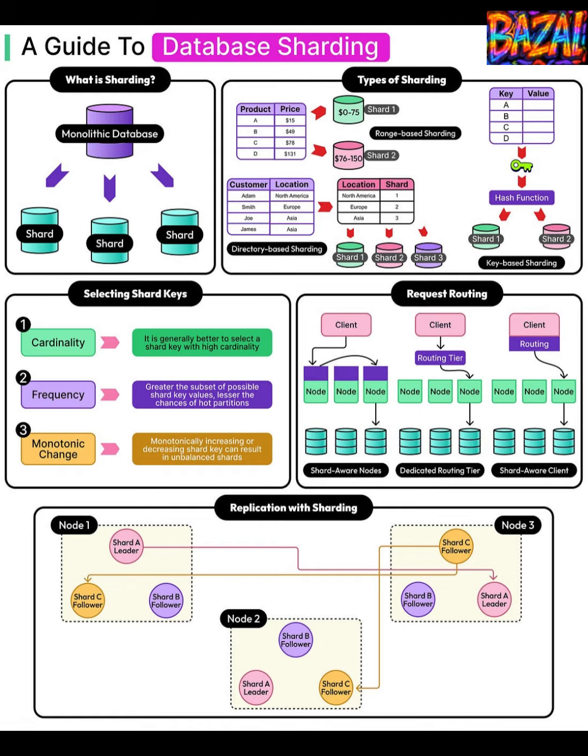Finally, sharding is almost always combined with replication. Each shard has a leader that handles writes and multiple followers that serve reads. Leaders are distributed across nodes, so no single machine becomes a bottleneck. This design delivers high availability, fault tolerance, and horizontal scalability, but it also introduces coordination and consistency challenges.